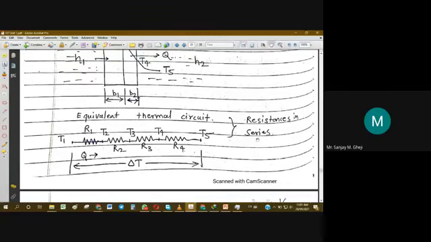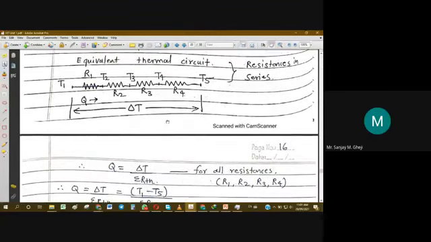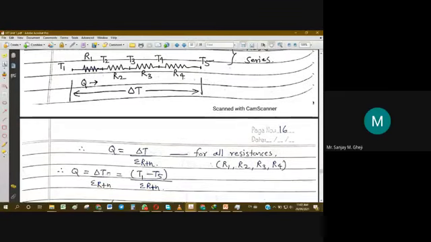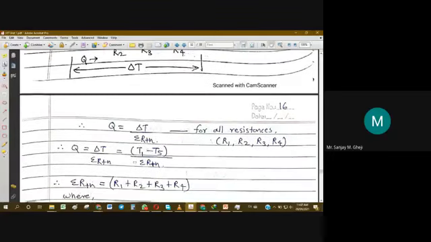So this is forming a series combination. Now we can write for this, using electrical analogy, heat transfer rate Q equal to delta T upon summation R thermal. Now summation R thermal is covering all four resistances. So it will be addition of all these four, and delta T will be from T1 to T5, from inside hot fluid to outside cold fluid.